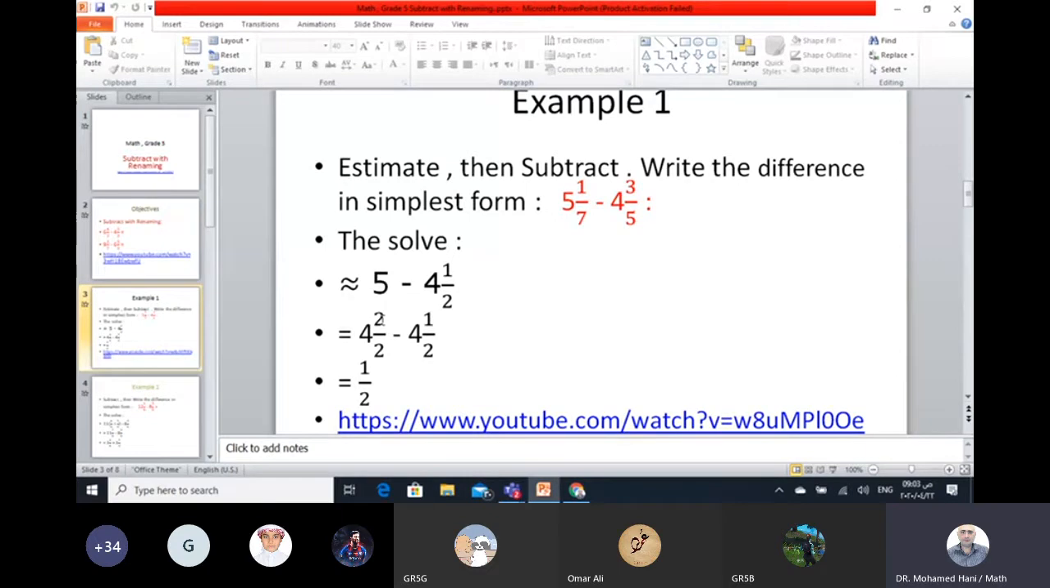Now, 2 minus 1 will be 1. Here we have the same denominator, which will be 2. And 4 minus 4 will be 0. So the answer will be one half.